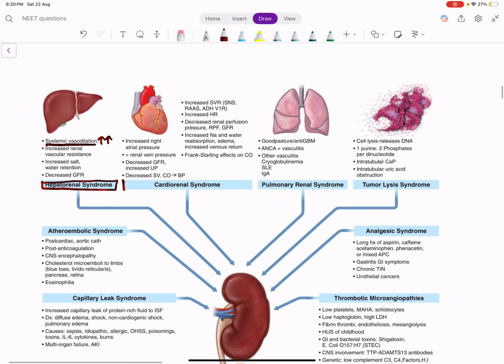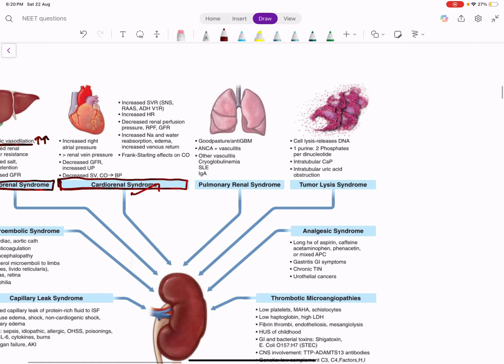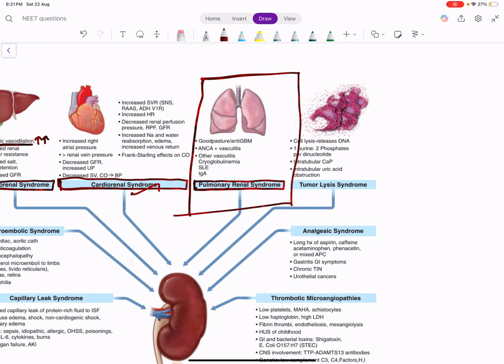In cardiorenal syndrome, what happens? There is reduced blood supply to the kidney. Automatically, AKI occurs. Then we have something called pulmonary renal syndrome. Pulmonary renal syndrome is not a pre-renal cause. It is an intrinsic renal cause.